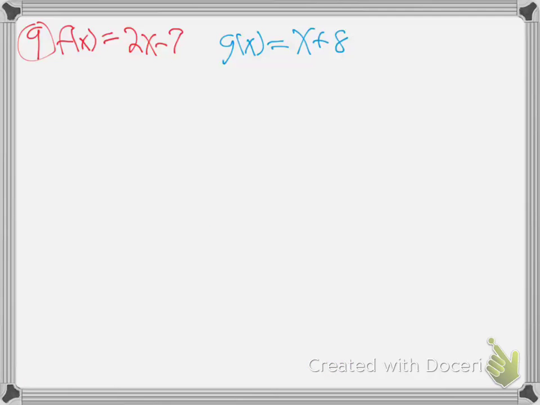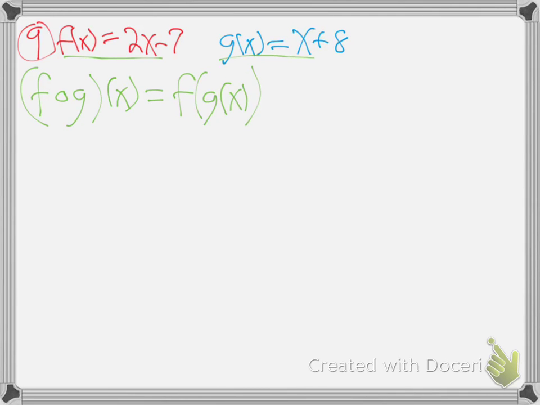There we go. Okay, so number 9, they have f of x and g of x, and they want me to find this. Now, what does that little weird circle thing in the middle mean? It means f of g of x. So I keep the order the same. F coming first, then g, then x. Same order, but it's one function inside of the other. Did you get it? One function inside the other.